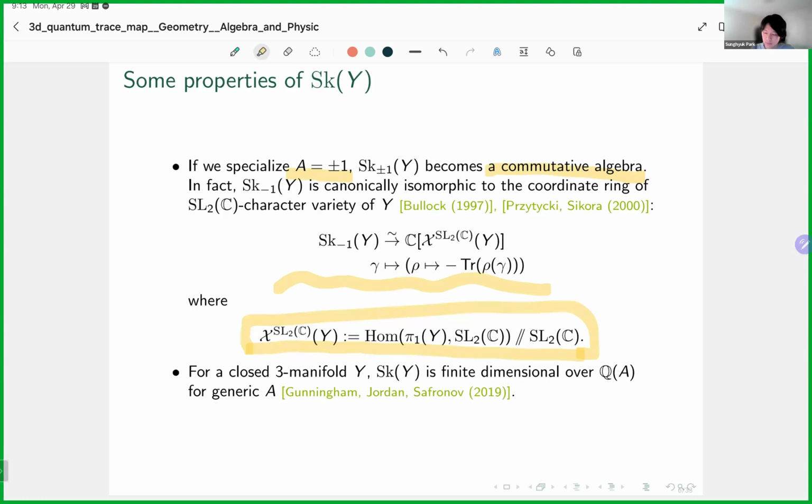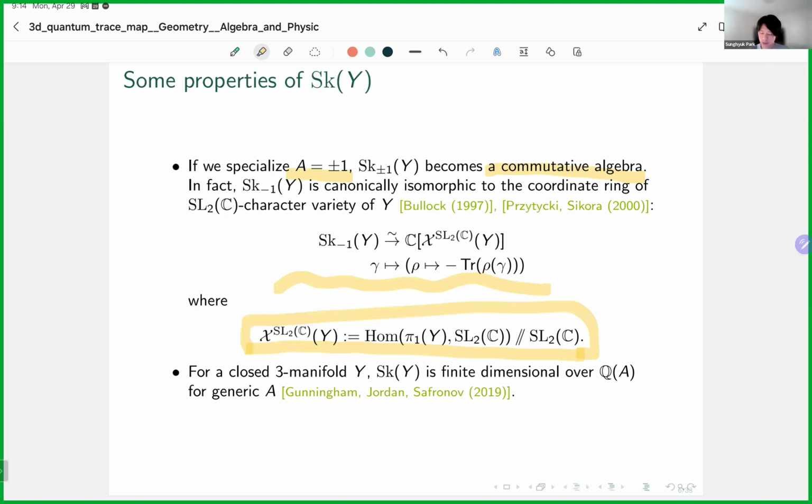As I said, once we specialize this variable A to be -1, the skein module is a commutative algebra and its elements can be represented by some links, or some linear combination of links. Since the skein module in this specialization doesn't see the crossing, we can really think of them as free homotopy classes of loops, modulo orientation reversal. So here gamma is a free homotopy class of loop in Y.